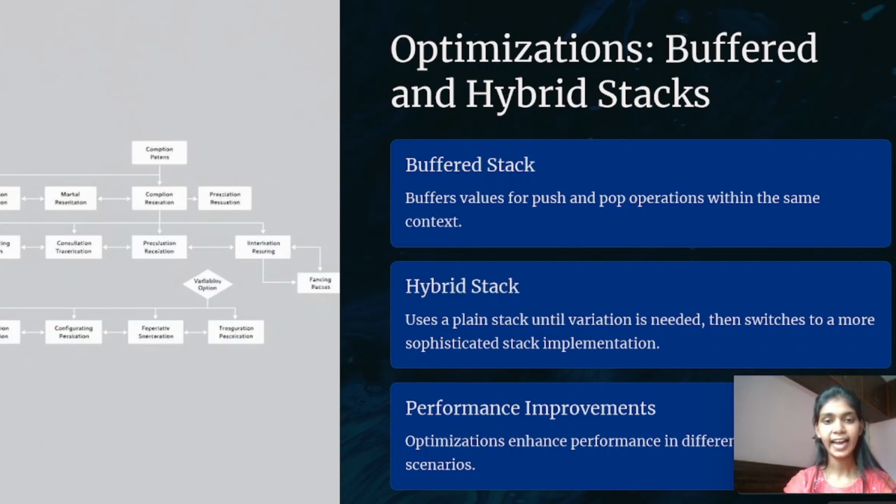Optimizations: buffered and hybrid stacks. To further improve performance, we have two optimizations, the buffered stack and the hybrid stack. The buffered stack keeps track of push and pop operations in a buffer as long as the context remains the same, reducing the need to interact with the variational stack. The hybrid stack, on the other hand, starts as a plain stack and switches to a variational stack when variation is necessary. This optimization can significantly reduce the time and memory required for stack operations.